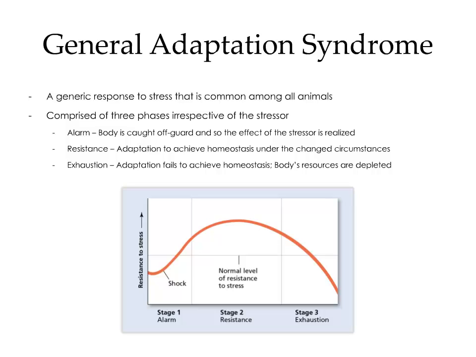The body tries to adapt to achieve homeostasis under the changed circumstances. The third phase is the exhaustion phase. If adaptation fails to achieve homeostasis, the body's resources are depleted.